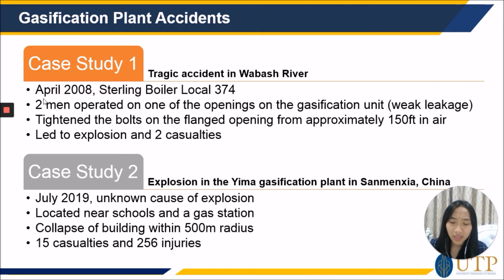So the next case study is the explosion in the Yuma gasification plant in China, which happened in July 2019. So there is still no known cause of explosion. However, the problematic part about this plant is that it is located near schools, as well as gas station and even residential area. So when the explosion happened, it collapsed the building. Like the buildings within the 500-meter radius collapsed, as well as it negatively affected the residential area, like the houses as well. So what happened was there were 15 casualties and 256 injuries in total.